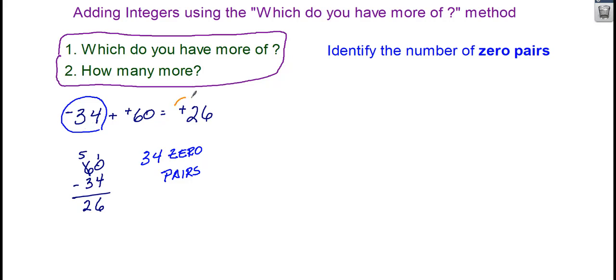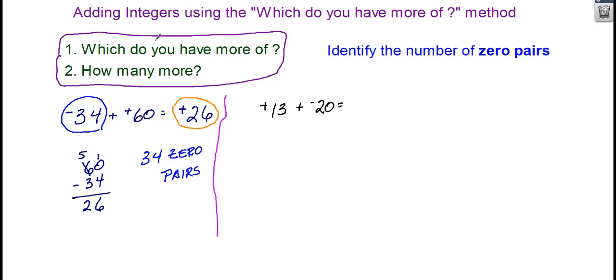Okay, so that was our final answer for this one. Let's go ahead, make a little space right here, make a little dividing line, and I'm going to write down the next problem. This is already on your paper. Go ahead and solve that problem using the same 2 steps. Which do you have more of? How many more? And be sure you identify the zero pairs. So pause until you do that, and then come back to look at the solution.